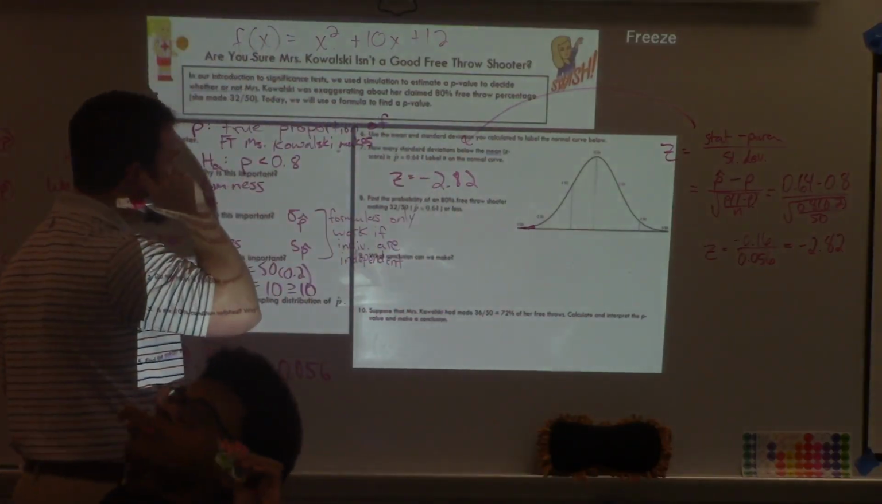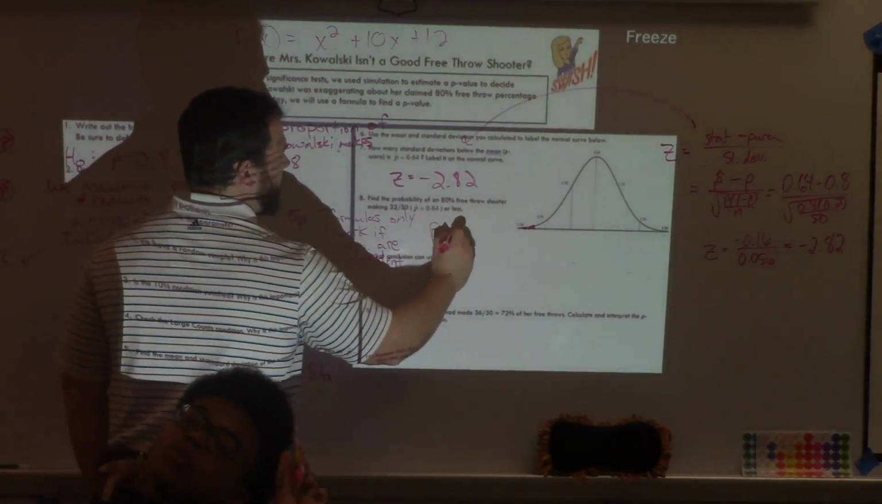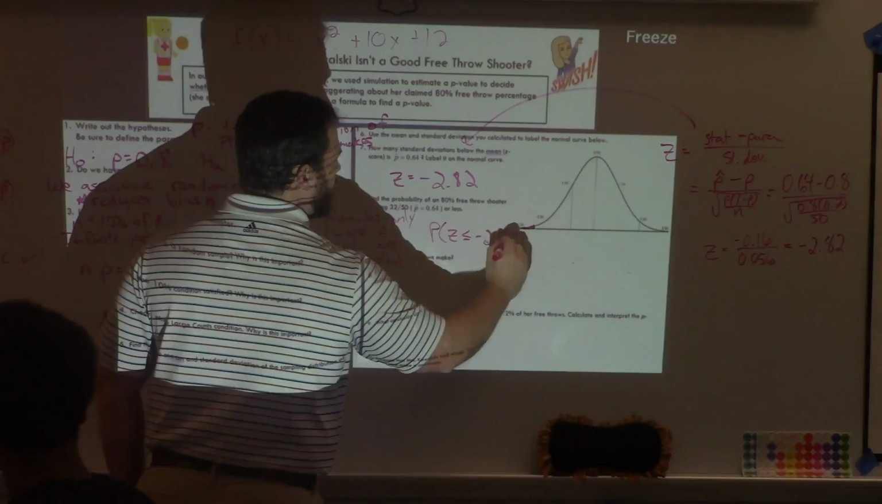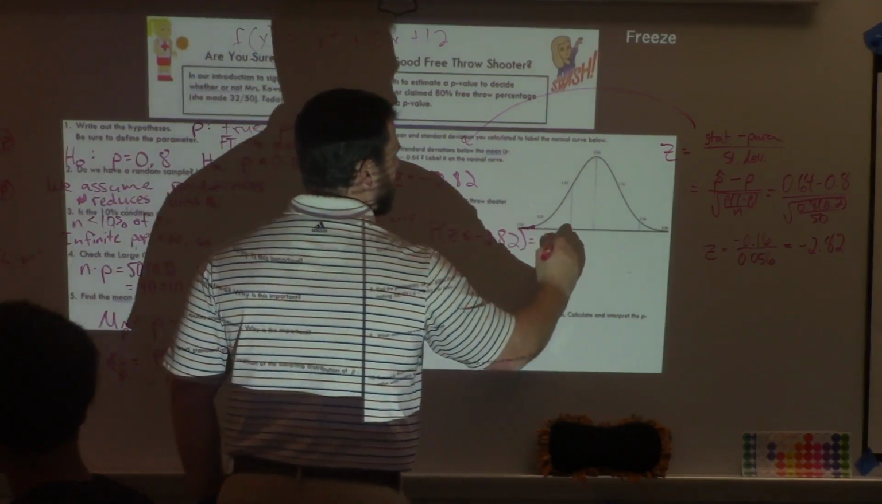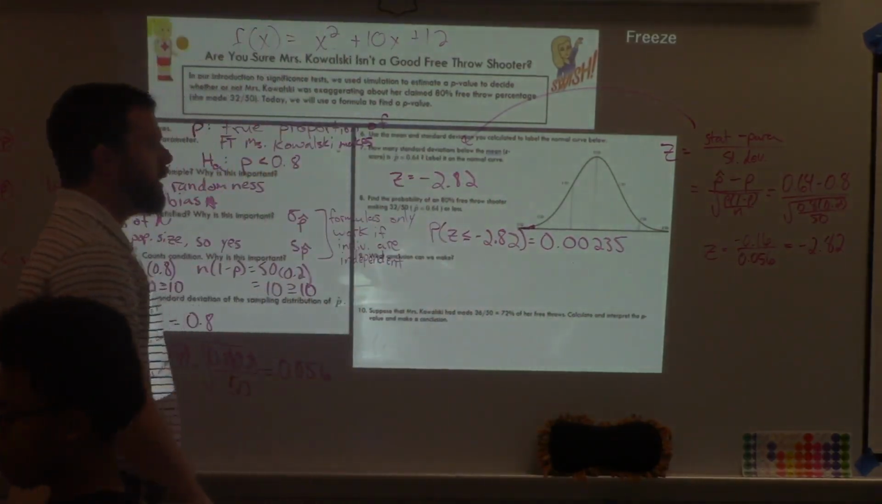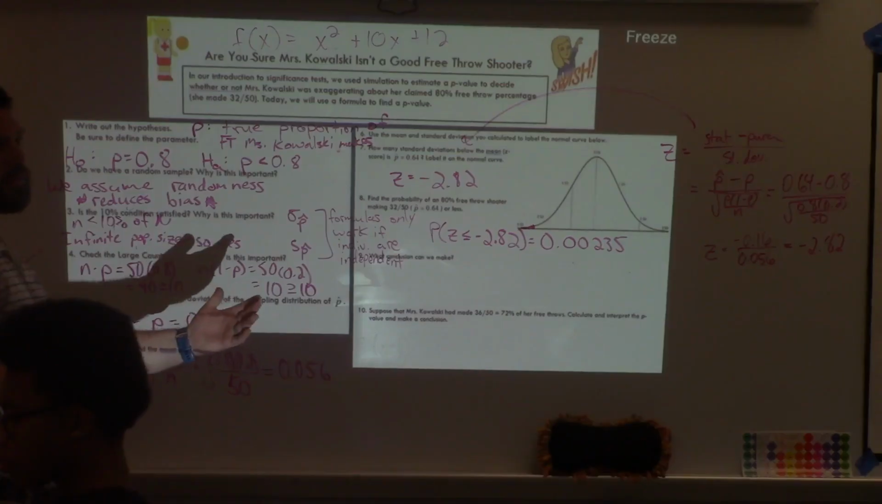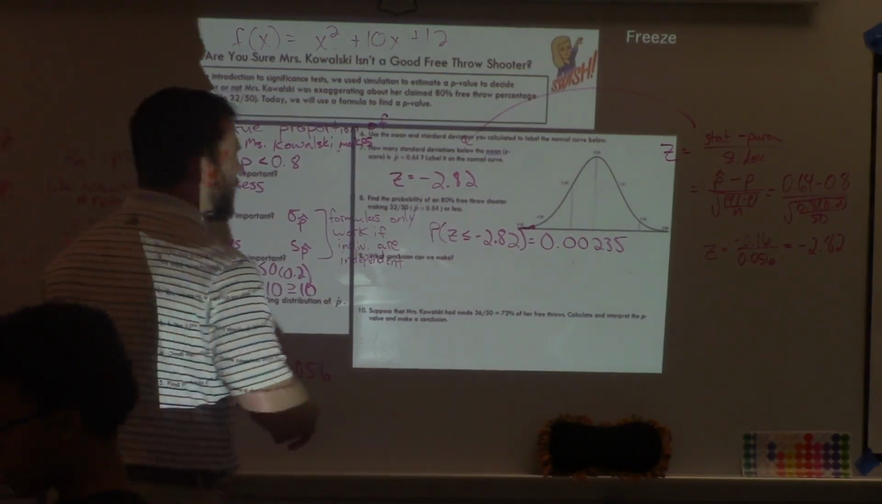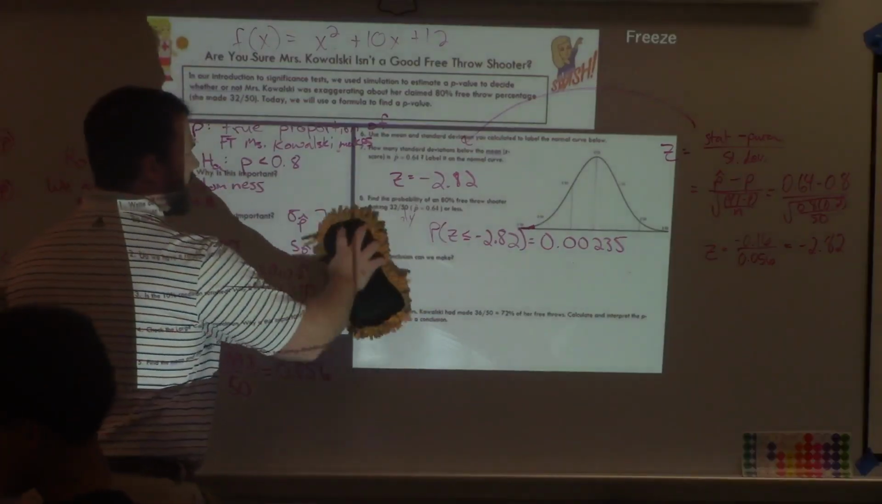So find that probability. What is the probability that z is less than or equal to negative 2.82? 0.00235. Make sure you type that in. Notice what I'm going to use to calculate that probability: a normal CDF. Remember, from that z-score, the mean is 0 and the standard deviation is 1, so you don't have to change too much.